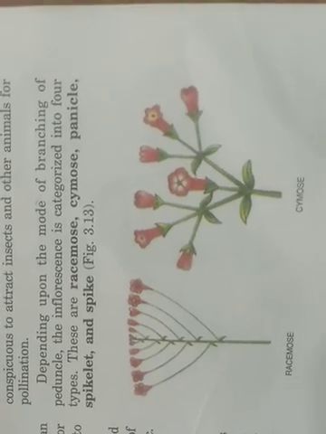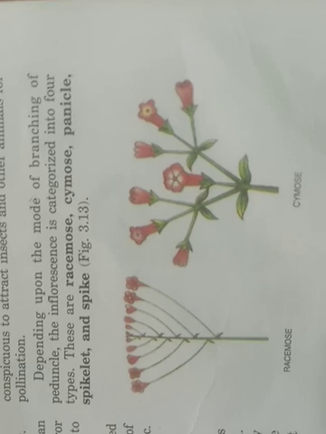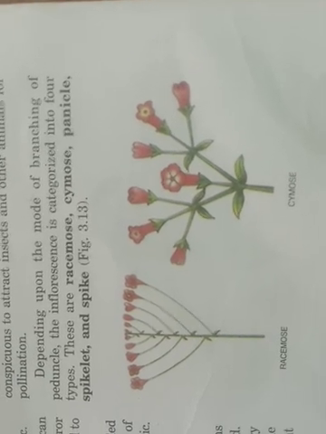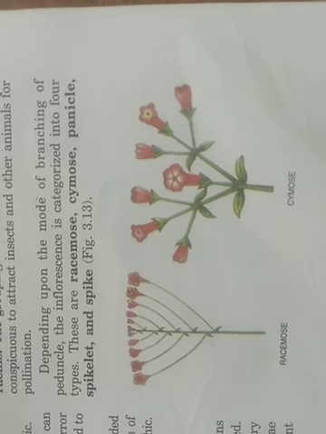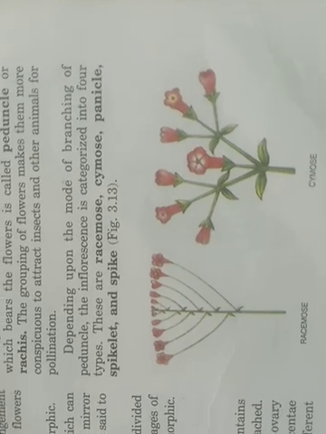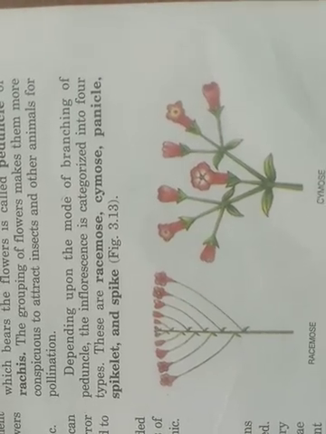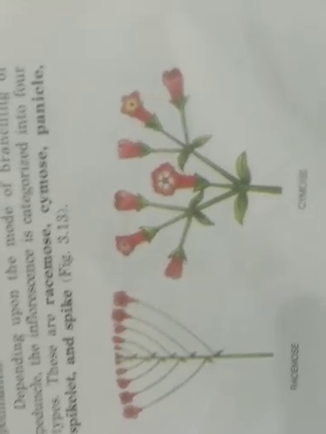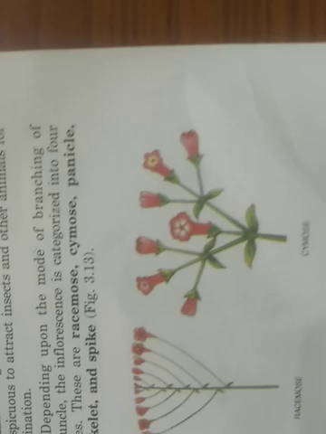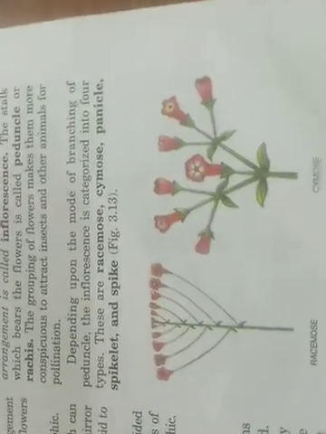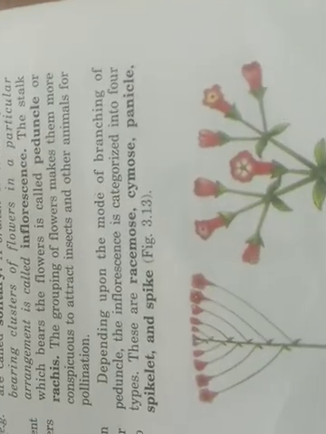Depending upon the mode of branching of the peduncle, the inflorescence is categorized into different types. These are racemose, cymose, panicle, spikelet and spike. Now, here are some types of inflorescence given: racemose, cymose, panicle, spikelet and spike. So we will learn what these inflorescences are known as according to their mode of branching.